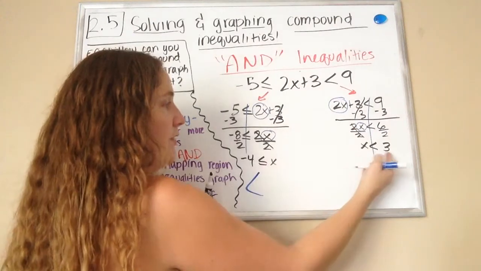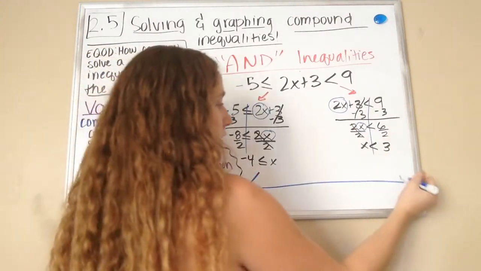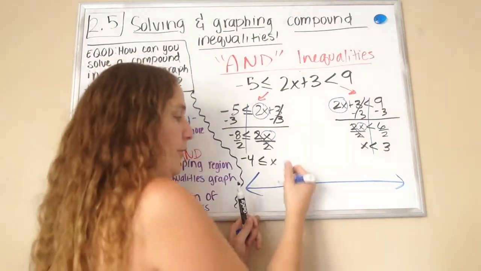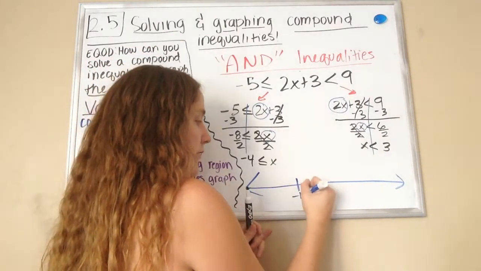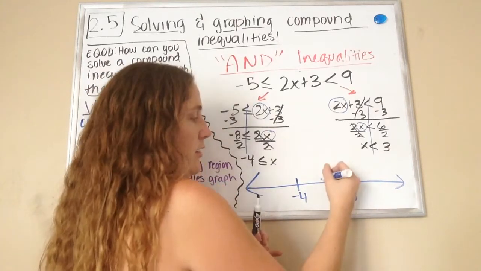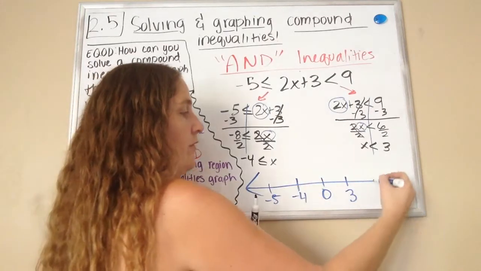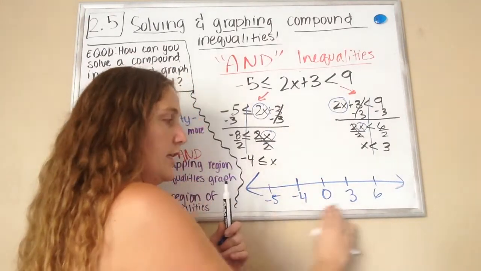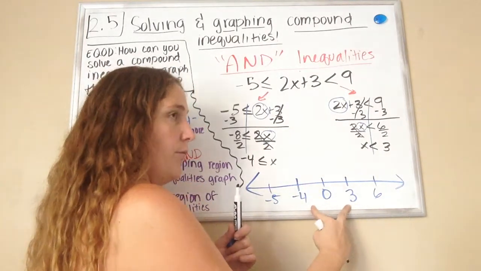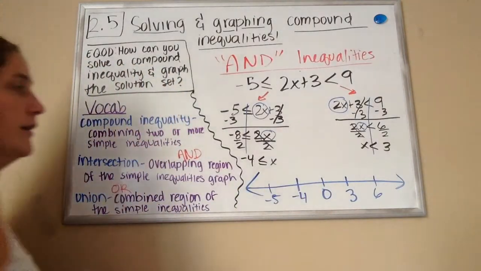Alright, so this is quite a bit of a span, but I need to make sure that negative 4 and 3 are the center of my number line. Those are my endpoints. So I'm going to go negative 4, because that's the smaller, and I'm going to put 3 over here, 0, negative 5, 6. So as long as they go in order, you've got your endpoints, that's all that matters. And let's graph from here.